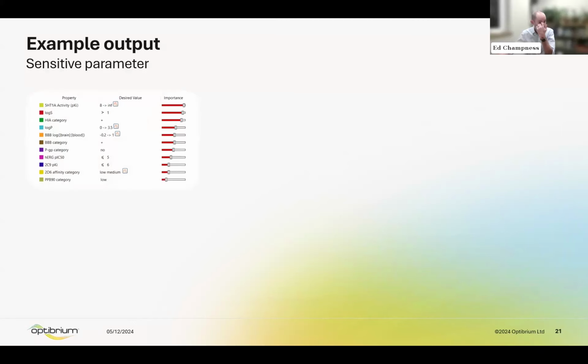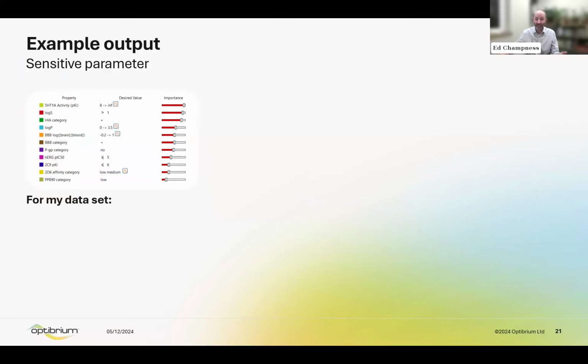So just to give an example of this in slides rather than live, I've got a profile here of 11 properties. You can see the top one of those is activity against 5-HT1A, where I've got very high importance in terms of that activity. But I've also got solubility, absorption, log P, just a variety of ADME and phys-chem properties.